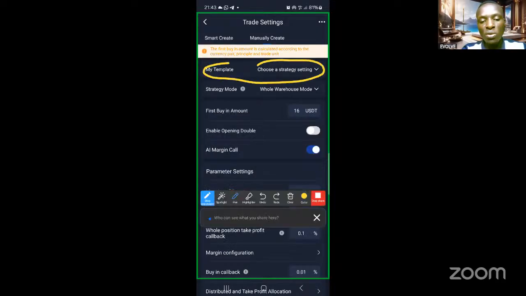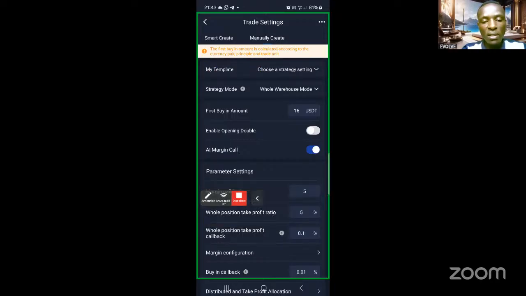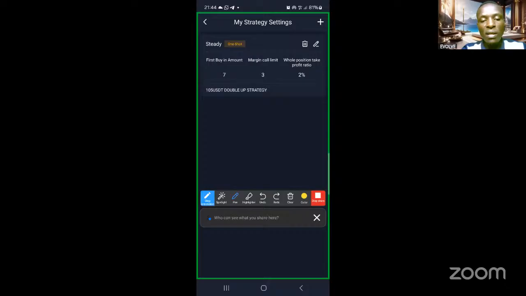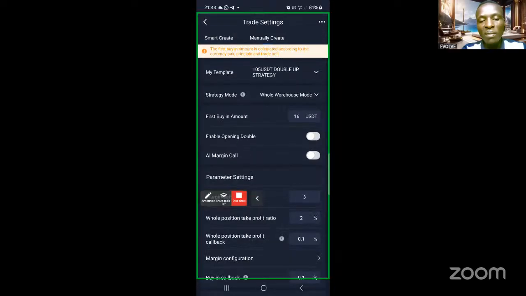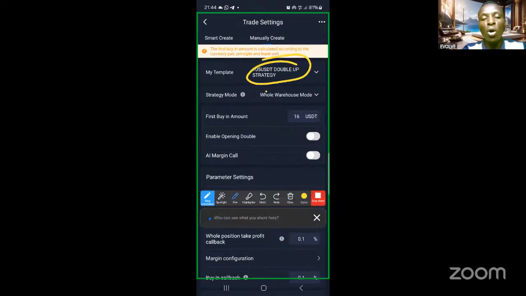Then you tap on choose a strategy setting, and here they will bring our strategy. Then you tap on our strategy, the name of the strategy. Then the name will show up here. It will show you that the settings have entered in the coin.